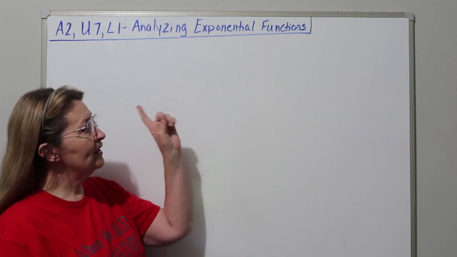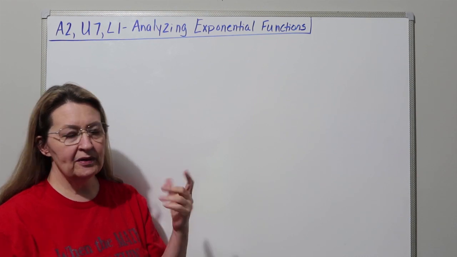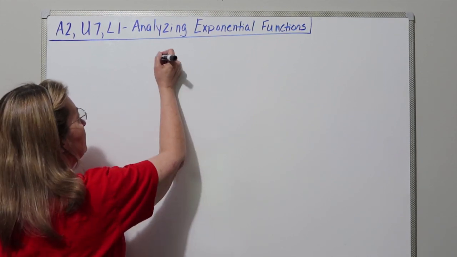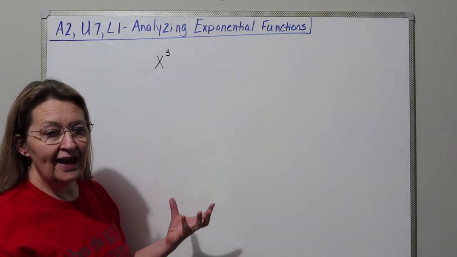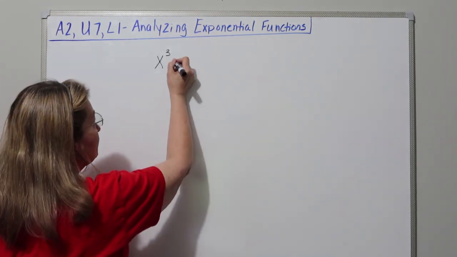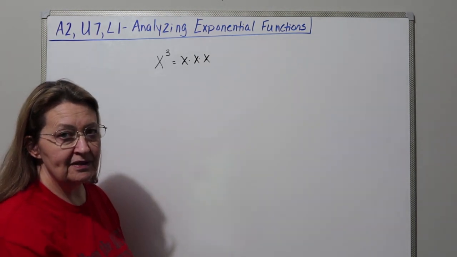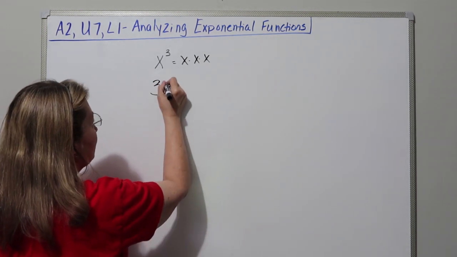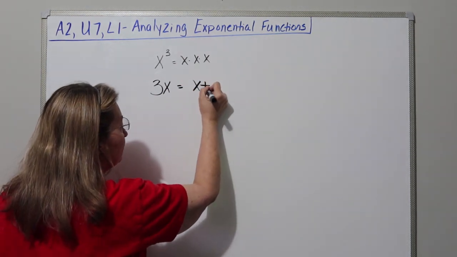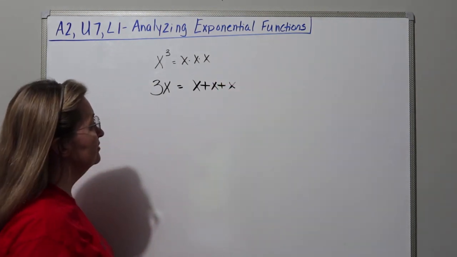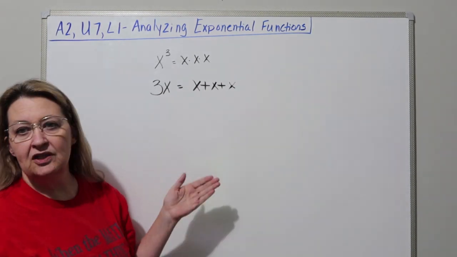But before we get started with an exponential function, let's review real quick some rules about exponents that you may have forgotten. What is an exponent? Well, if I have x to the third, the 3 is your exponent, the x is your base. Now an exponent tells you how many times to multiply a base times itself. Versus if I have 3x, where 3 is a coefficient, this means x plus x plus x. So exponents mean multiplication and base and coefficients mean addition.